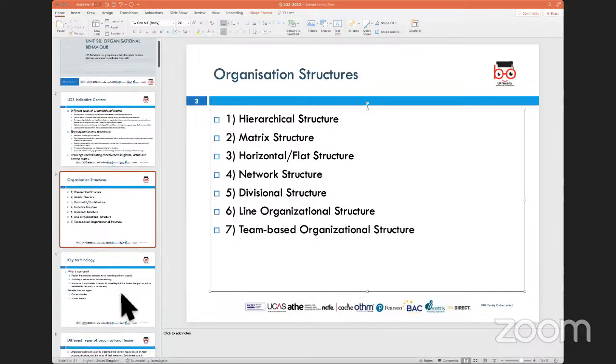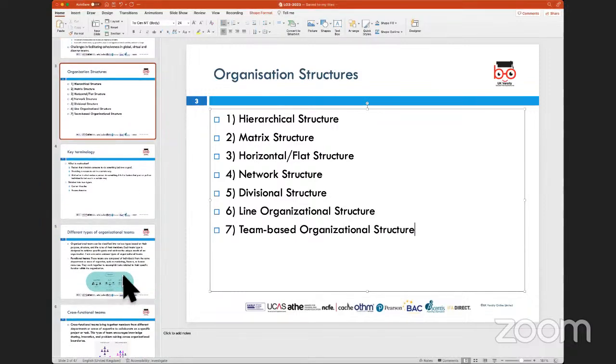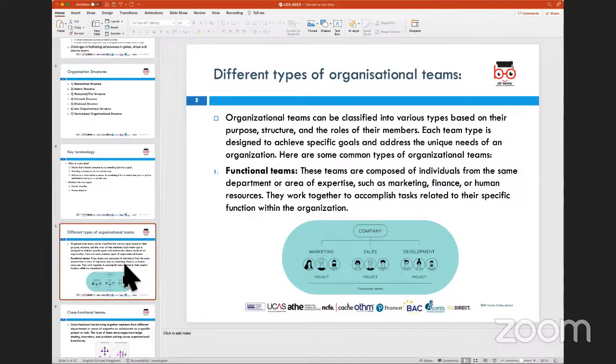Now, when we take this further in terms of our understanding of different types of teams, we will classify different types of teams on the basis of purpose, structure, and the role of that team member or the role of that person within that team. Now, when we look at organizational teams, they are generally created for very specific purposes, and they tend to address a unique need of the organization.